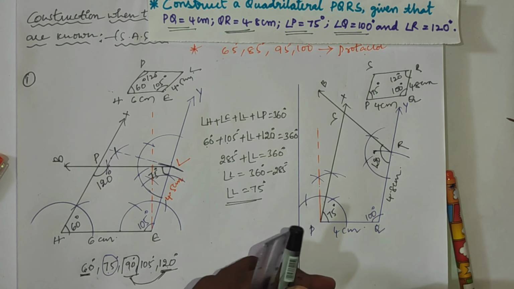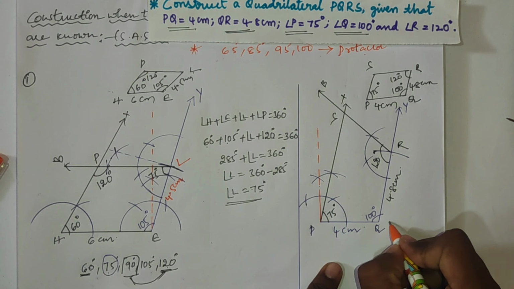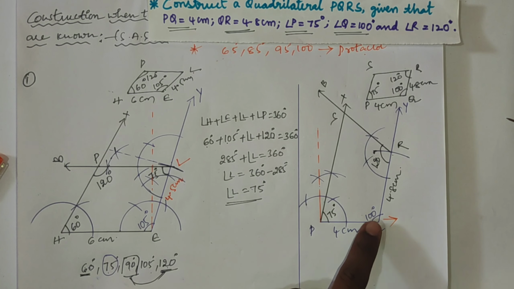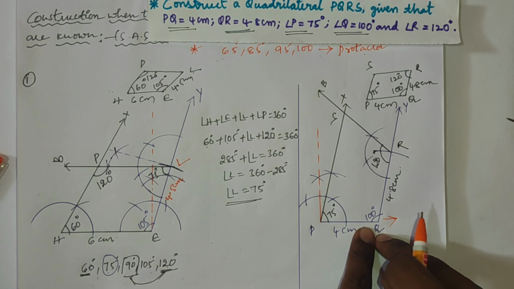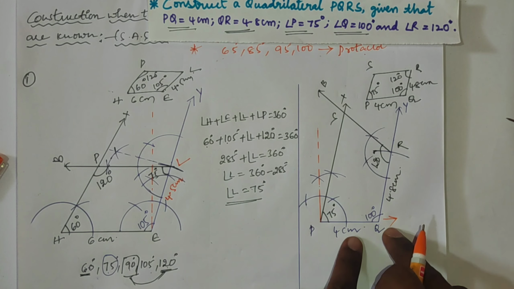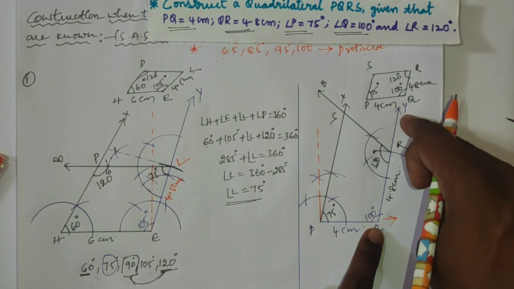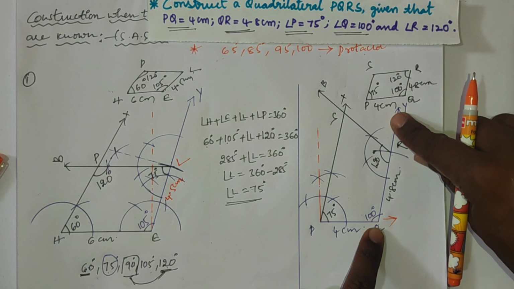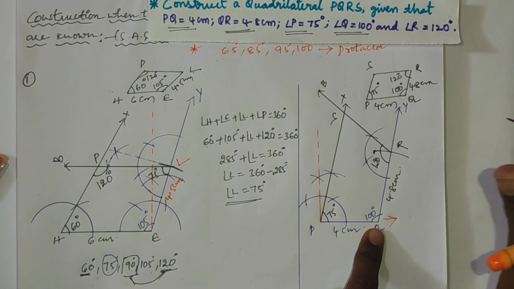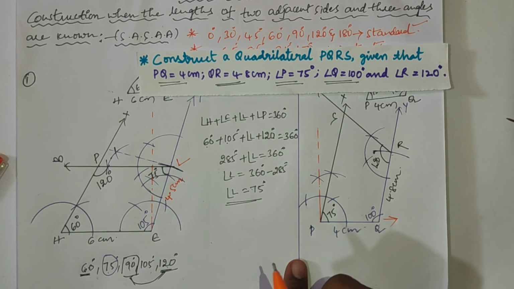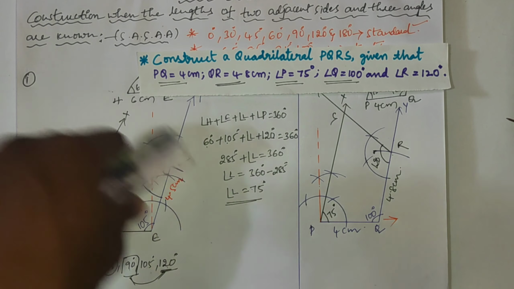So here we used a protractor for the 100 degrees, then the base 75 degrees was with the compass. This is with the protractor, and again we did the 100 degrees with the compass. We completed this construction of quadrilateral PQRS directly. Okay. Next one.